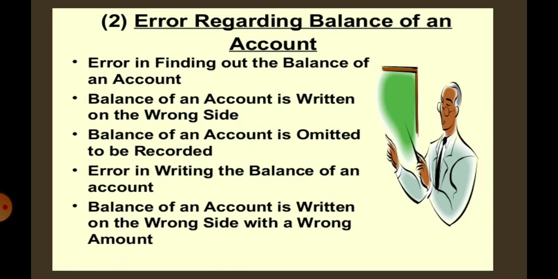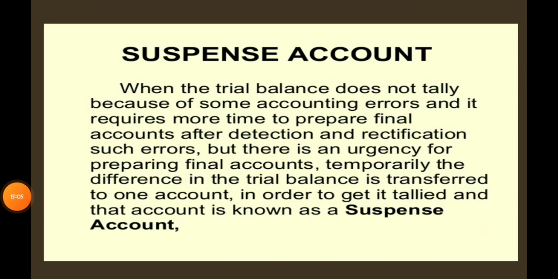Error regarding balance of an account. Error in finding out the balance of an account. Balance of an account is written on the wrong side. Balance of an account is omitted to be recorded. Error in writing the balance of an account, or the balance of an account is written on the wrong side with the wrong amount. As I told you, when you make a ledger, there is some balance, that is balance b/d, to be posted in the trial balance. Sometimes this amount will be wrong, so you have to make some rectification of the error by making a journal entry.